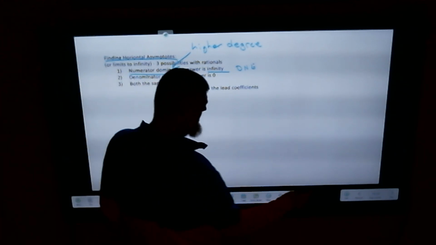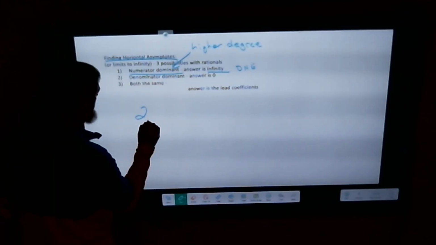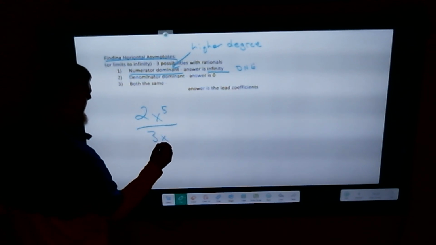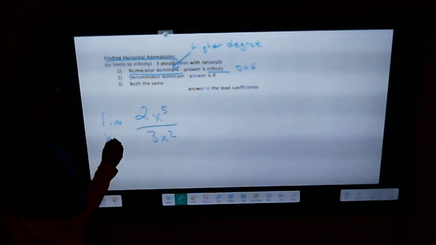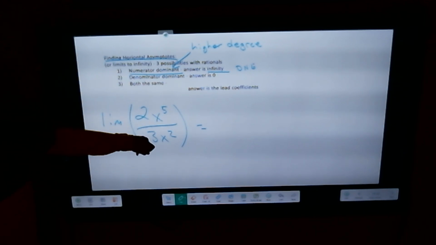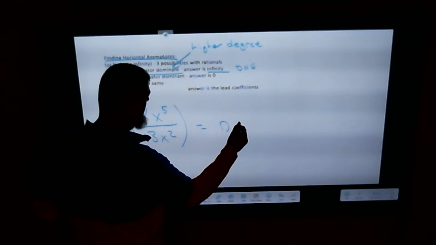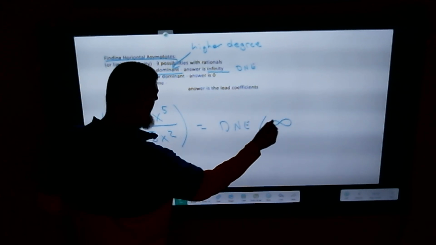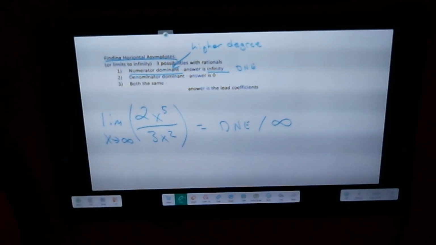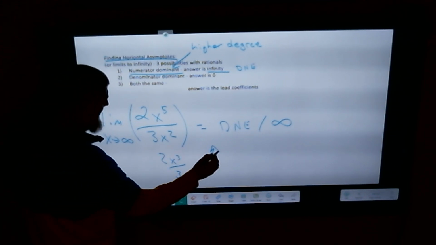I'll come right back to this one. We're going to get this problem from here. We had 2x to the 5th over 3x squared. So the limit as x approaches infinity of that, what's the answer? Which one's dominant? That's infinity. The numerator is dominant, because the numerator has a 5th degree and the denominator has a 2nd degree. So because the numerator is dominant, it does not exist, or you could say it has a limit of infinity. We're just going on and on forever. The end behavior model is 2x to the 3rd over 3. It's just going to keep climbing and climbing.